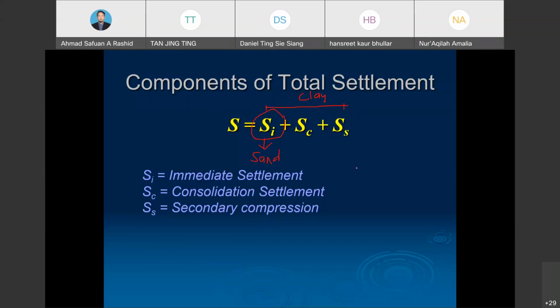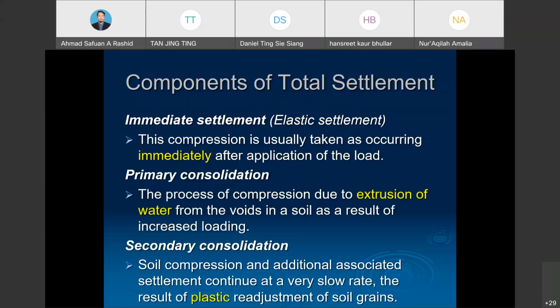If you have any question, you can interrupt during my session. Okay. So a brief explanations on the immediate settlement, primary consolidations, and secondary consolidations. So once we apply a load on soil, the immediate settlement will occur. Later on, it may continue with the primary consolidations. So right after we apply a load, immediate settlement happens.